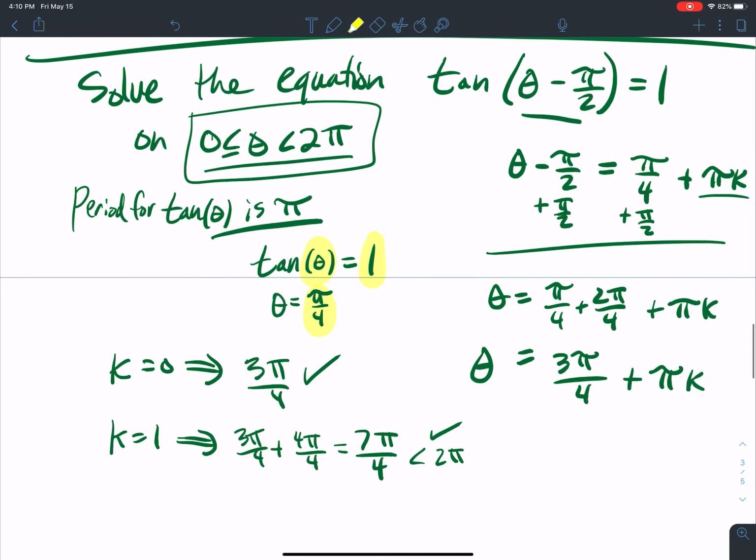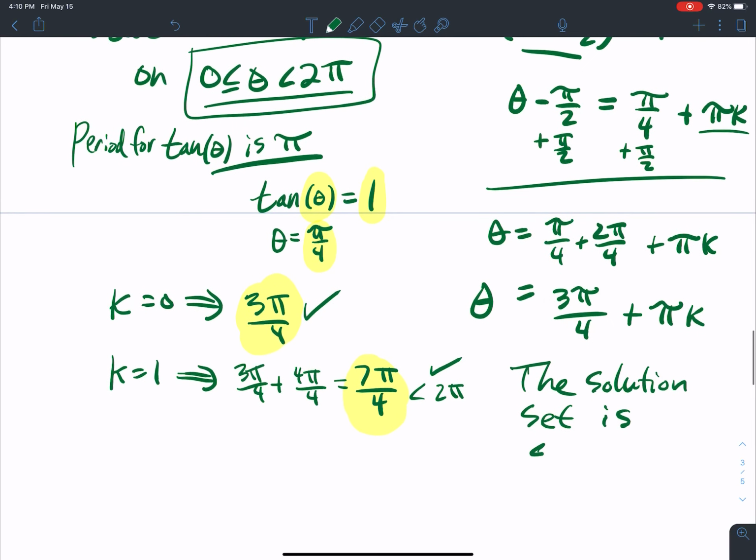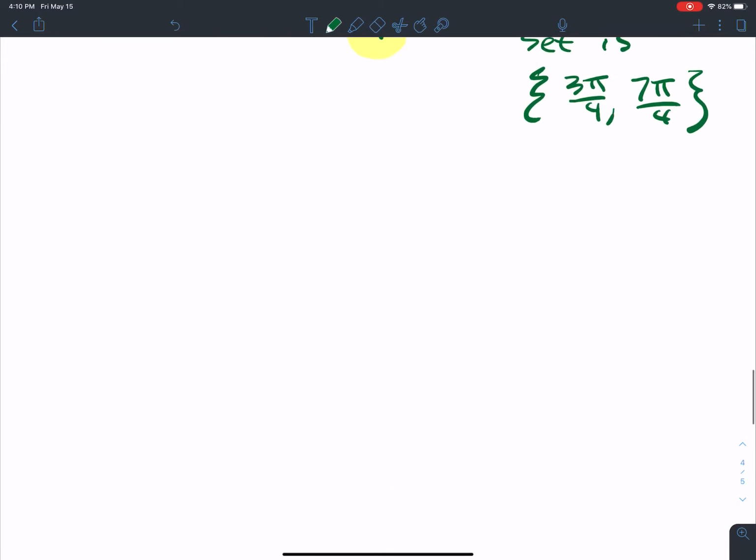So the only solutions, the solution set is 3 pi over 4 and 7 pi over 4. Okay, those are my solutions for that problem.